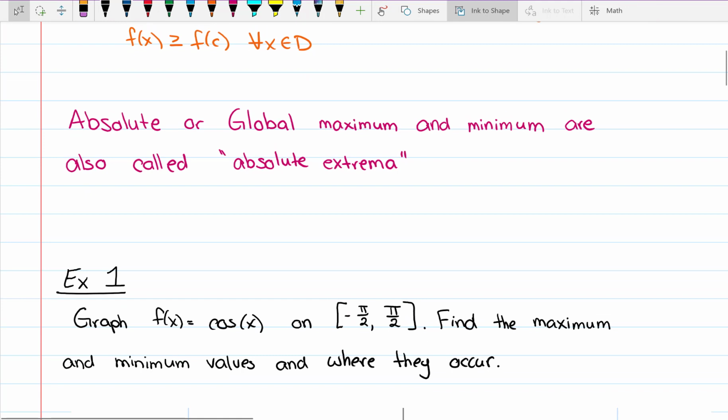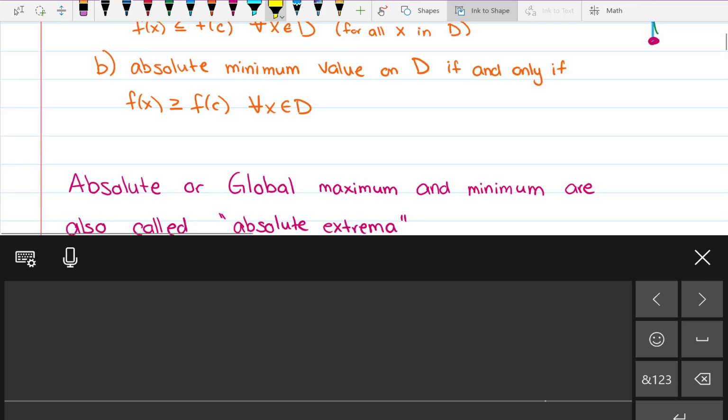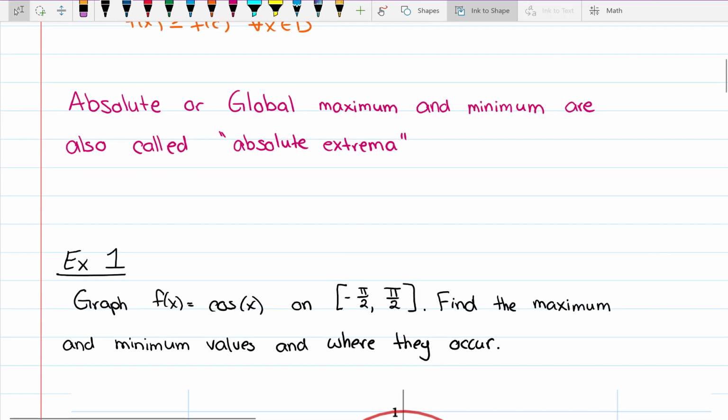Okay, so for example 1, we're going to look at the graph of cosine of x on the interval from negative pi over 2 to pi over 2, and then we're going to find the maximum and minimum values and where they occur. Maximum and minimum values are the y coordinates of a point, and where they occur are going to be the x values. So the maximum and minimum values, these are y values, and these are our x coordinates.